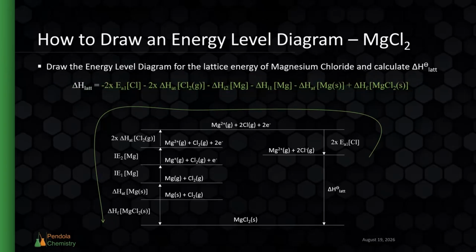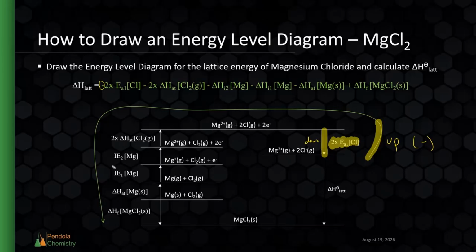So the delta H lattice is going to be equal to the negative of the 2 times EA1. And again, why negative? And this is very important for you to look at. This is going to be negative because this arrow points down while this one points up. They don't agree in direction. Because this one goes down, whereas the alternate path goes up, that is going to end up with a negative in front of it, which is that negative right here, negative 2 times EA1.